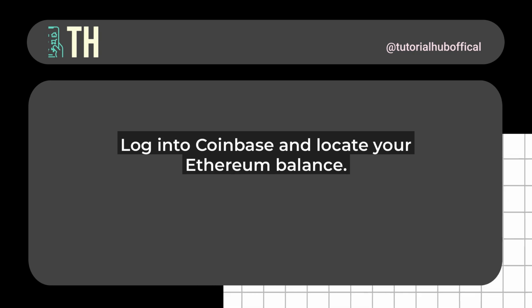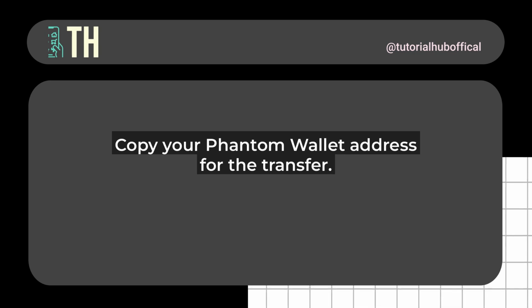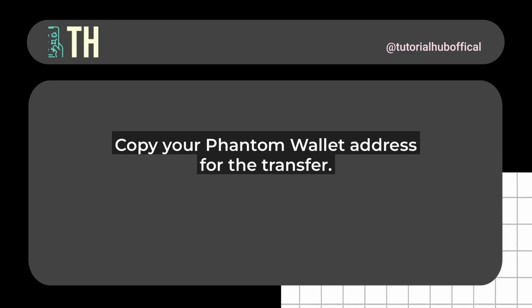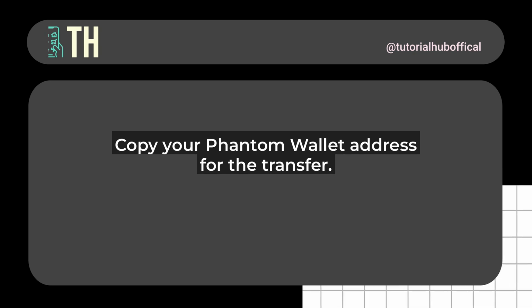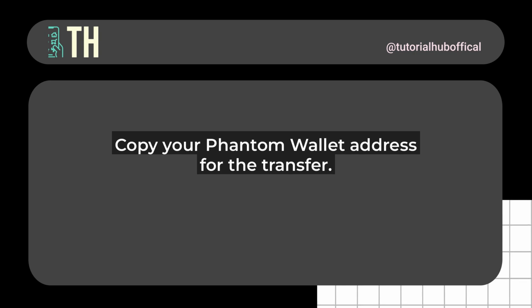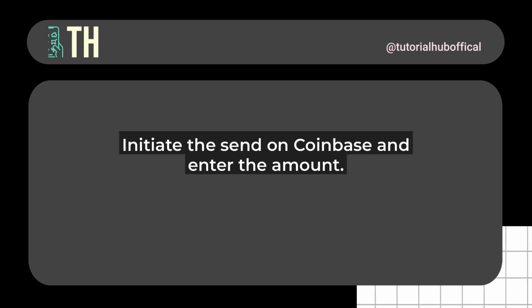This is a long string of letters and numbers, so be careful not to mix it up with any other wallet. Now, back on Coinbase, click on your Ethereum and select Send or Withdraw. Paste the Phantom Wallet address into the recipient field. Enter the amount of ETH you want to send, but remember to leave a little extra for network fees, which might have increased in 2025 due to higher demand.